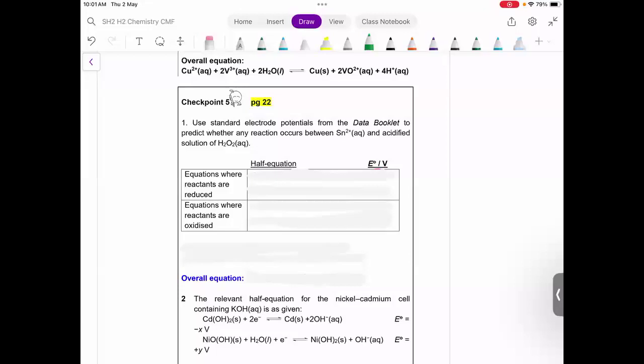What happens if both reduction and oxidation are possible for both? Then you choose the one that is more positive. For example, your species can be on the left side as well as the right side. Between these two, this one is more positive, so hydrogen peroxide has a higher tendency to undergo reduction. This means that the other species has no choice but to undergo oxidation. This is how we choose that.